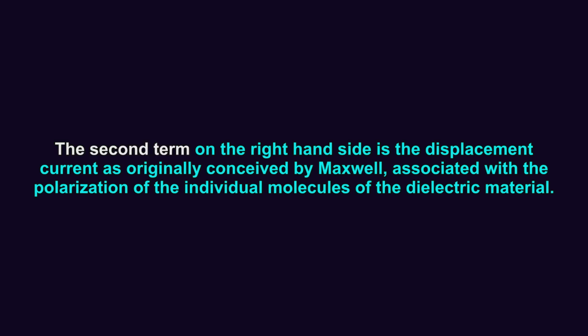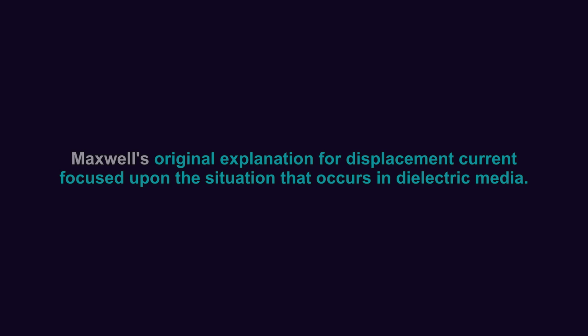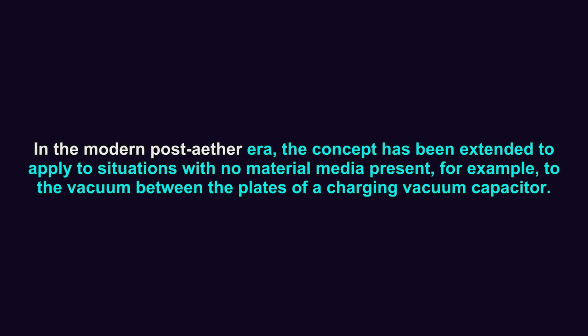The second term on the right-hand side is the displacement current as originally conceived by Maxwell, associated with the polarization of the individual molecules of the dielectric material. Maxwell's original explanation for displacement current focused upon the situation that occurs in dielectric media. In the modern post-ether era, the concept has been extended to apply to situations with no material media present, for example, to the vacuum between the plates of a charging vacuum capacitor.